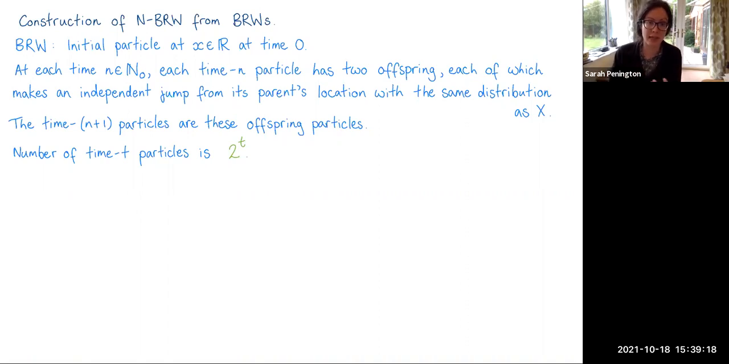So I'm just trying to emphasize here that no particles are killed. The offspring all survive to time n plus 1. So that means that the number of time t particles in our branching random walk is exactly 2 to the power of t. So now how do we construct our n-particle branching random walk from these branching random walks?